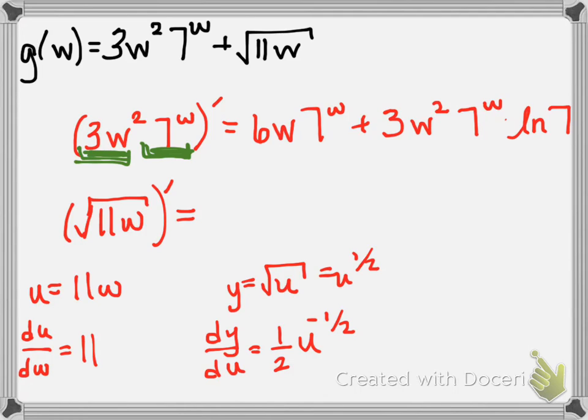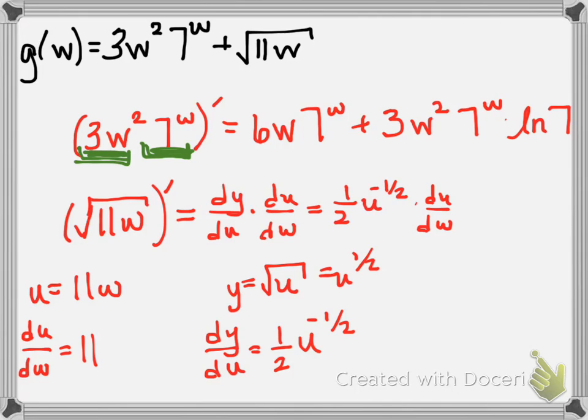So my derivative here is going to be dy/du times du/dw, which is equal to 1/2 u to the negative 1/2 times du/dw, which is 1/2 times 11w to the negative 1/2 times 11.